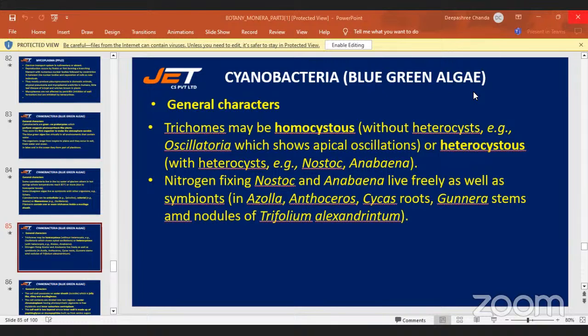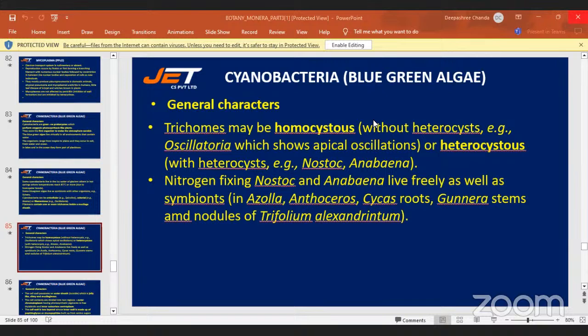So these heterocysts are quite different from other cells: thick cell walls, lack of photosynthetic pigments, presence of enzymes, specialized membranes that prevent oxygen from entering, and so on. Okay, so this time, please remember what is a heterocyst. Oscillatoria shows apical oscillations. Heterocystous forms may be with heterocysts, like nostoc and anabaena. I told you heterocysts are present only in a specialized category of cyanobacteria, which is nostoc and anabaena. Oscillatoria is a cyanobacteria, but it has no heterocyst.